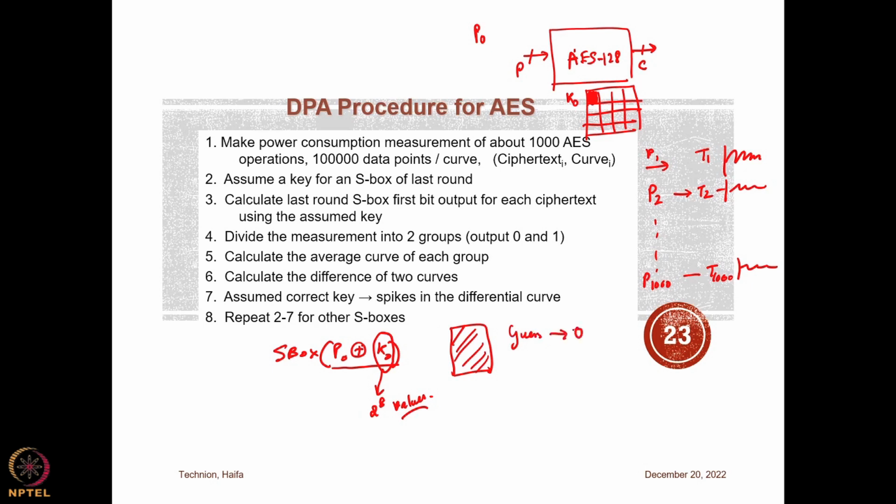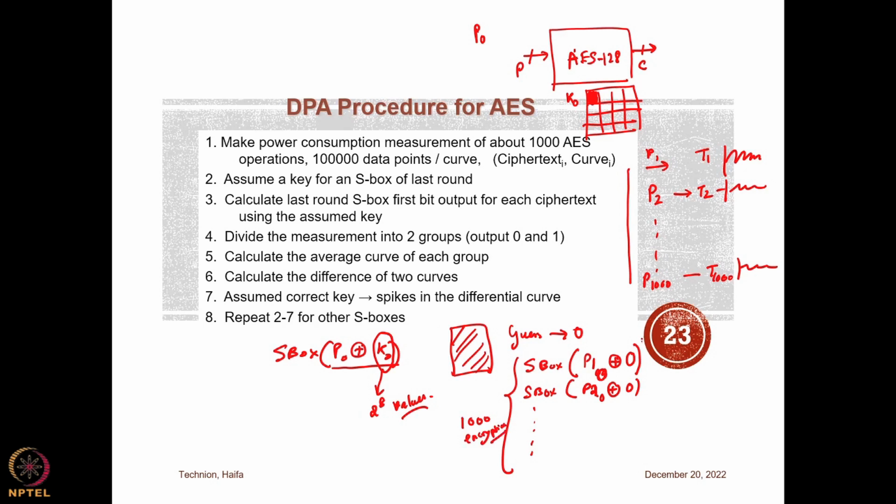Now for all these 1,000 encryptions, I calculate the S box of the respective P1 0, XOR it with 0 because this is my guess. I calculate the S box of P2 0, XOR it again with 0 and so on. I do this for all the 1,000 encryptions. Make sense?